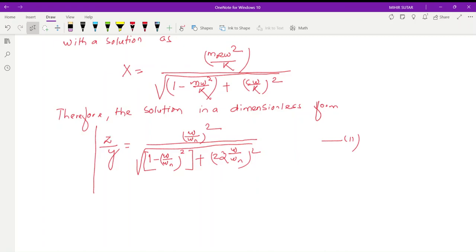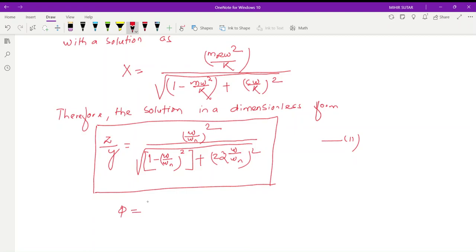Okay. This is the ratio of amplitude, and the angle phi, that is the phase lag, will be tan inverse of 2 zeta omega by omega n divided by 1 minus (omega by omega n) square. Okay.